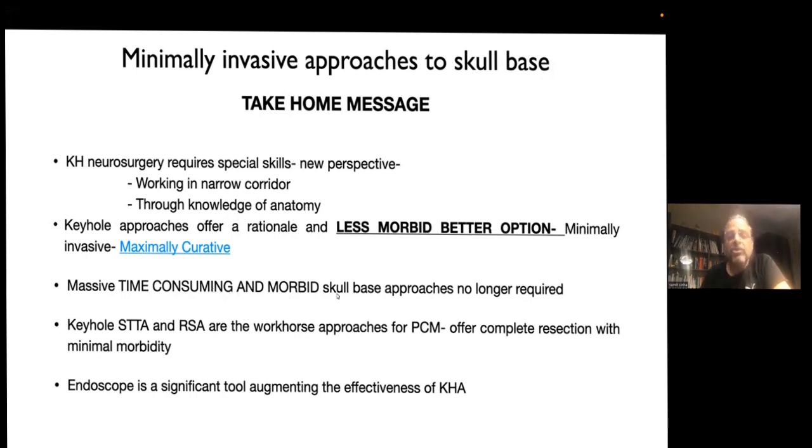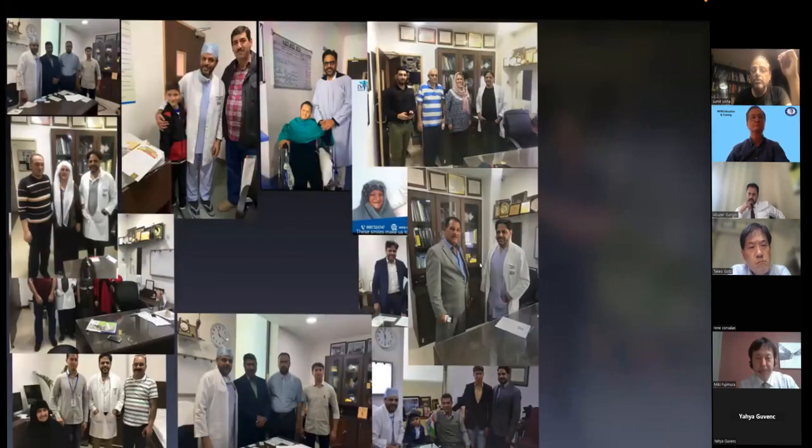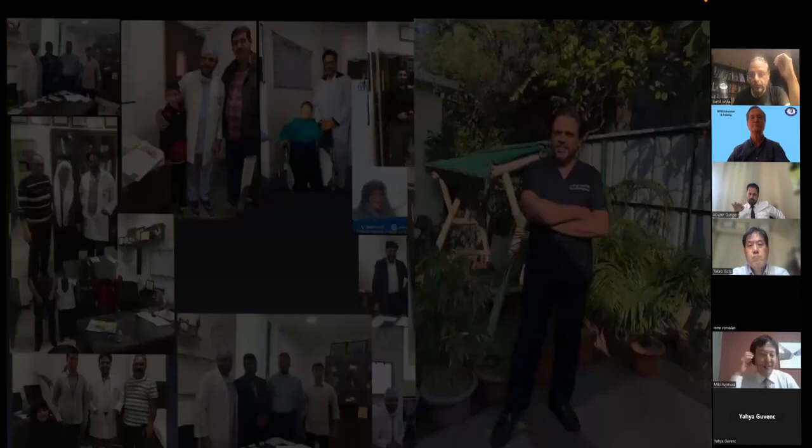And massive, time-consuming and morbid skull-base approaches are no longer required, because keyhole, subtemporal, and retrosigmoid are the workhorse approaches for petroclival meningiomas, for tumors such as PCMs. And they offer complete resection with minimal morbidity. And of course, last but not the least, the endoscope is a significant tool which augments the effectiveness of keyhole approaches. Thank you so much.